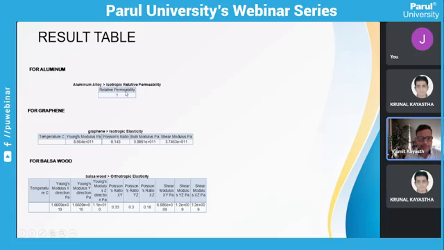For aluminum, we were not able to come up with a proper result because there were some iteration problems going on with the result to be shown. Okay. If you want, you can take a snap or note it down. I can have it up for a minute.